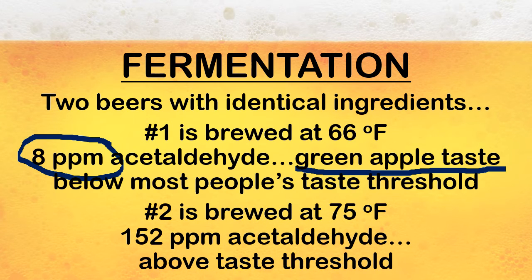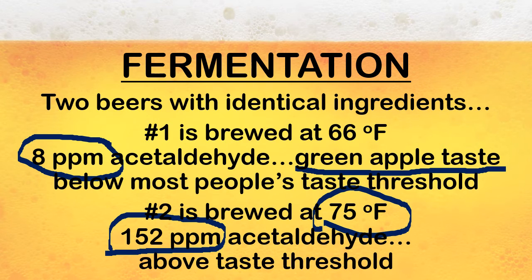The second batch was brewed at 75 degrees Fahrenheit, and it had way more, 15 times as much acetaldehyde. That's above the taste threshold. So only by a matter of less than 10 degrees in the fermentation temperature changed the characteristics of the final product a great deal.